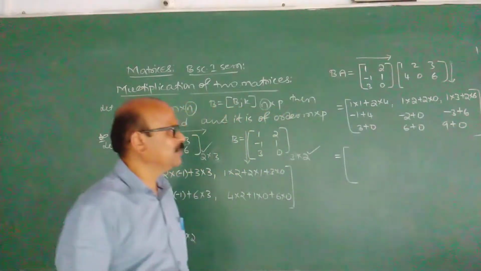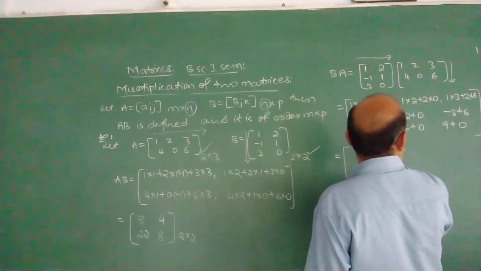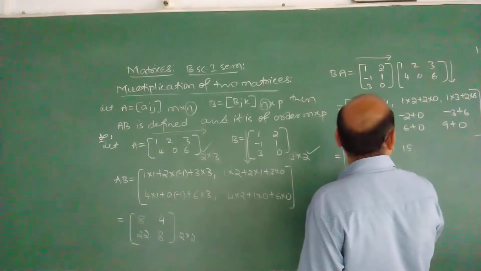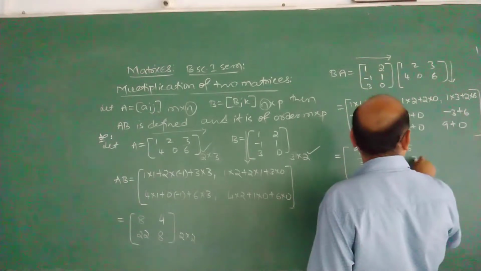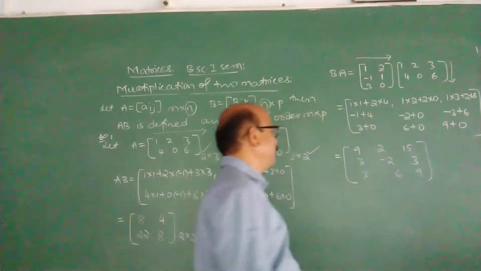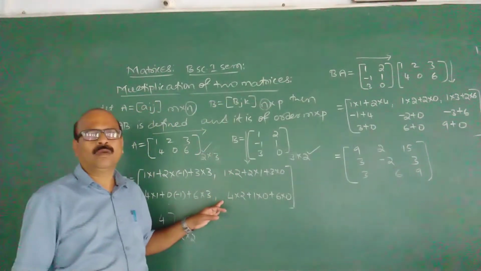So the product is defined like this. What is BA therefore? 9, 2, 12 plus 3, 15, 3, minus 2, 3, 3, 6, 9. This is BA. Now, in the first example only, what do you conclude?